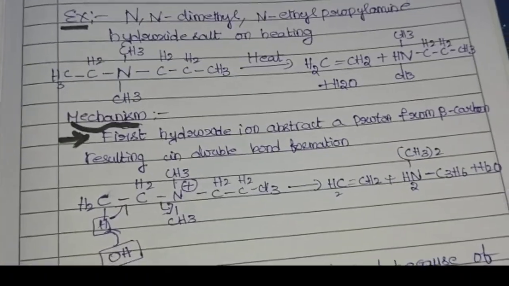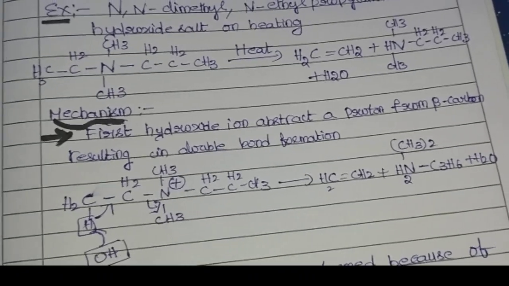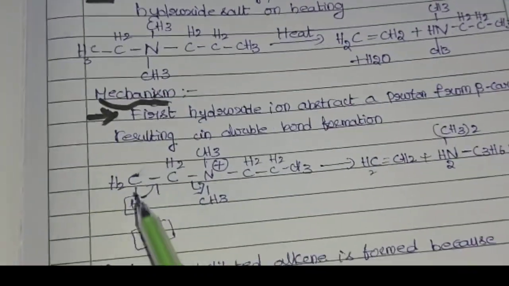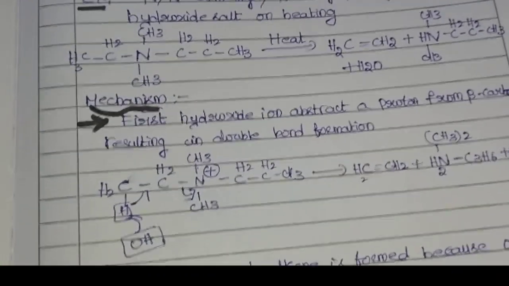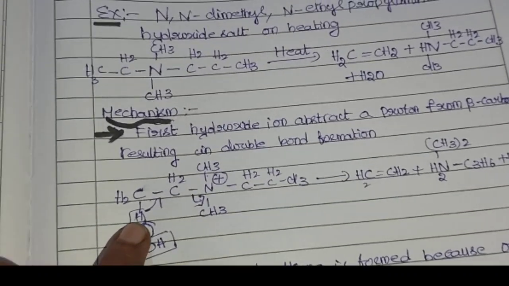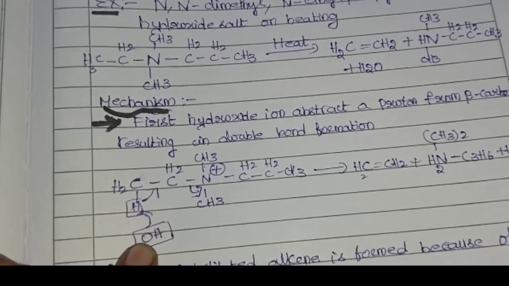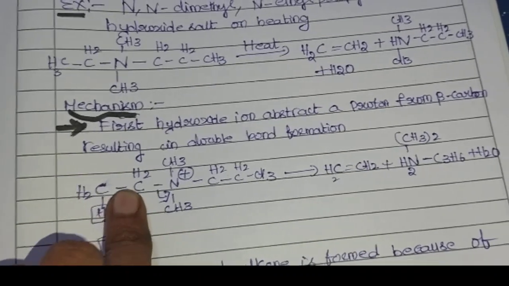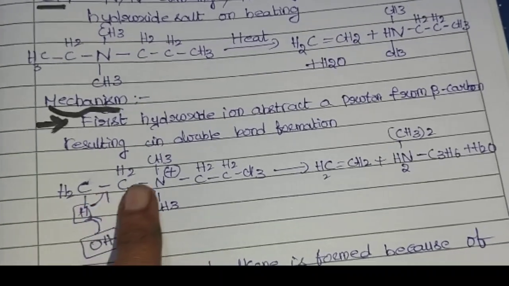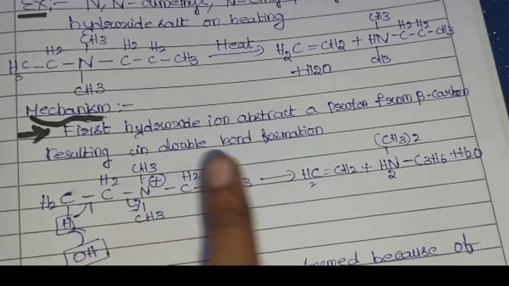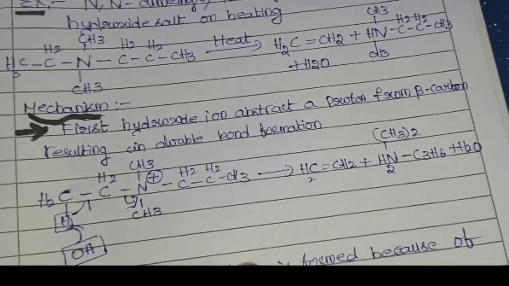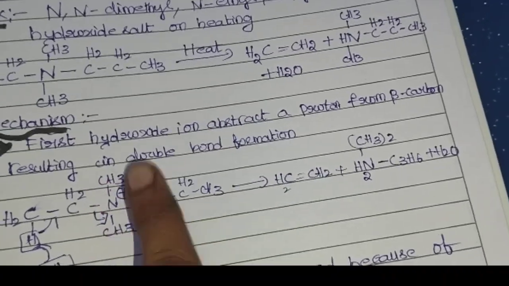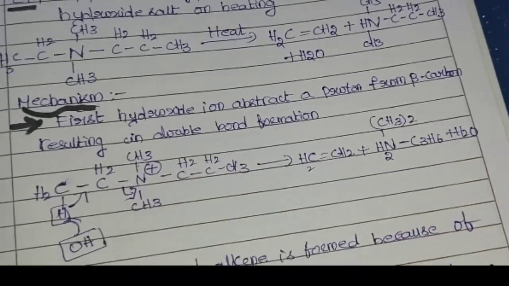First, the hydroxide ion abstracts a proton from the beta carbon, resulting in a double bond formation. The proton from here will be taken off to form a water molecule, and it will result in the formation of a double bond here. When the double bond is formed here, the charge will come, so that it will be separated. So CH2 double bond CH2 plus NH(CH3)2 propene we wrote, and the water molecule is removed.